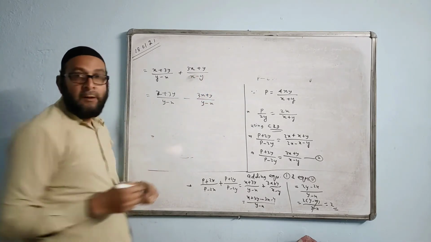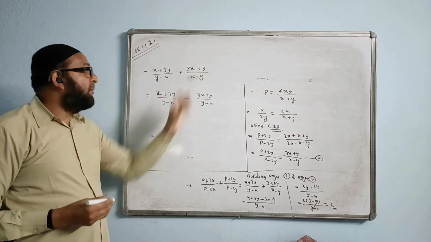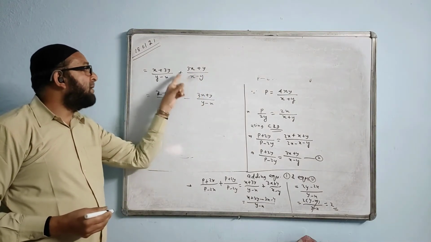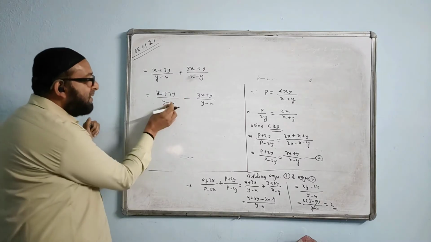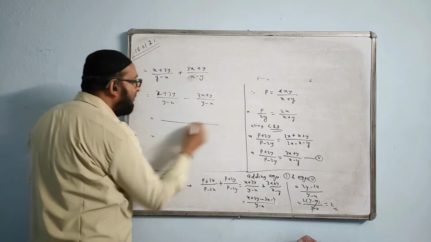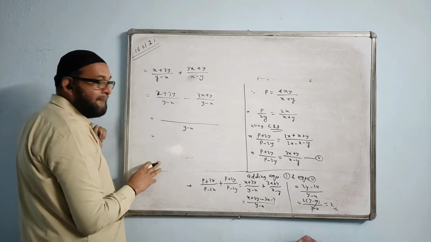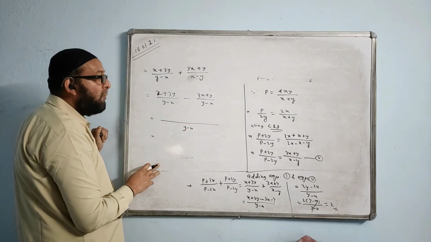In a way, you take minus common between them. That minus multiplied with the plus becomes minus. This side is minus now. Now we have the same denominator. Take LCM. LCM will be one of them, y minus x is the LCM. Understood now?